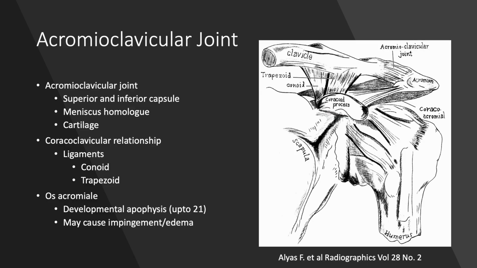Okay, finally moving to the acromioclavicular joint. The acromioclavicular joint has got a superior and inferior capsule, a meniscus homologue that runs within it, and it's got cartilage. It's got ligaments that hold it together. So you have the acromioclavicular ligaments and you have the coracoclavicular ligaments. And here you have 2 ligaments: the conoid one, which is more medial, and the trapezoid one, which is more lateral.